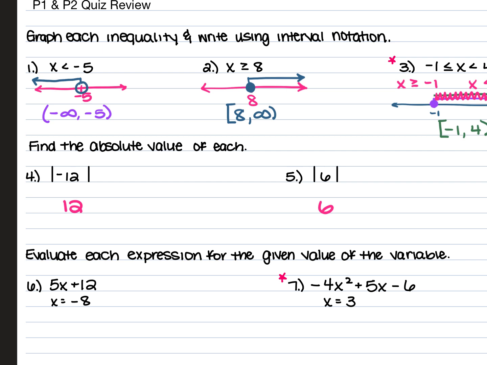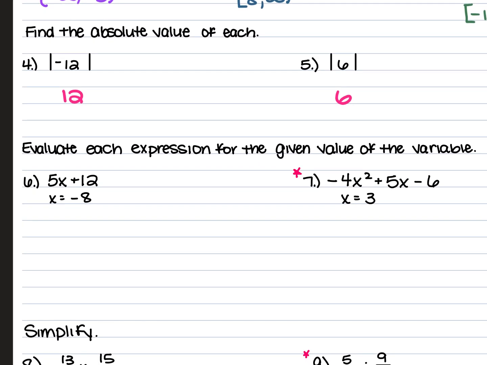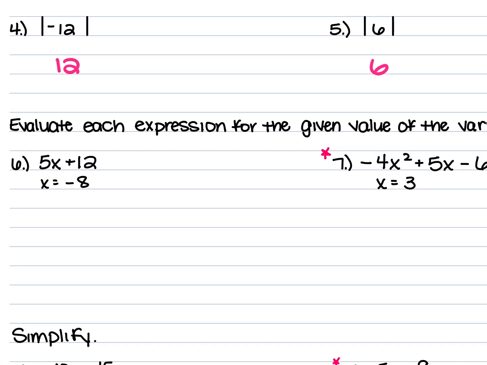For the next set of questions, you are evaluating each expression for the given value of the variable. So you're told what the variable is equal to, plug it in for the variable in the expression, and just simplify using your order of operations. For number 6, you have 5x plus 12, where x is equal to negative 8. You're going to plug the negative 8 in anywhere you see an x. So that means you're going to have 5 times negative 8 plus 12.